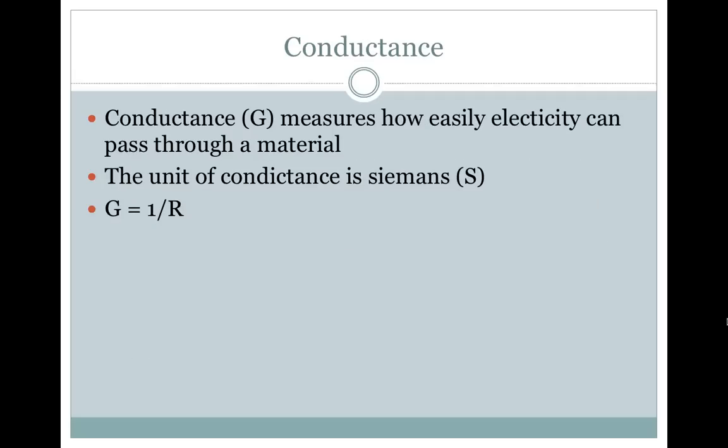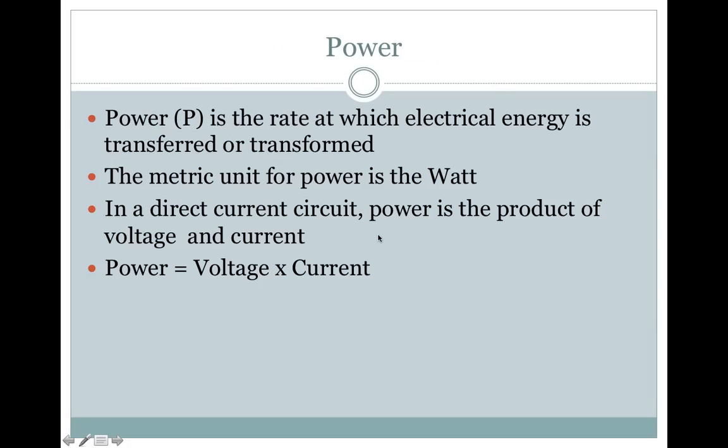Conductance. Conductance measures how easily electricity can pass through a material. The unit of conductance is Siemens, and conductance equals 1 over the resistance. Power. Power is the rate at which electrical energy is transferred or transformed. The metric unit for power is the watt. In a direct current circuit, power is the product of voltage and current. Power equals voltage times current.